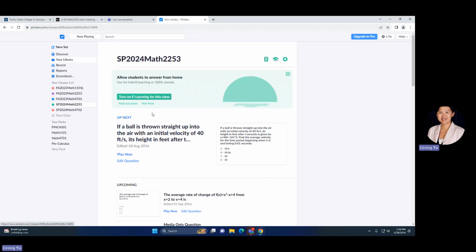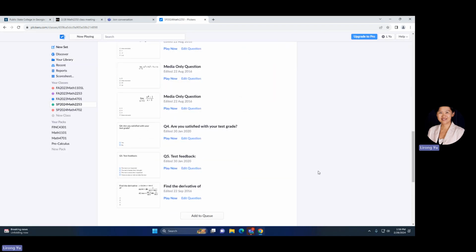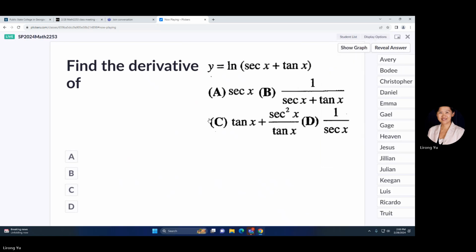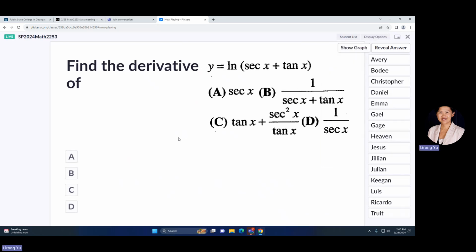Right, for today, this is an attendance question. So let's find the derivative of ln of secant x plus tangent x. So do it yourself, and then we'll look at it together.